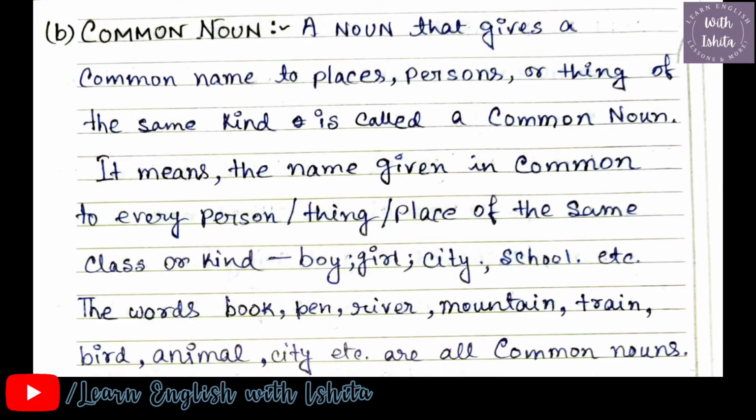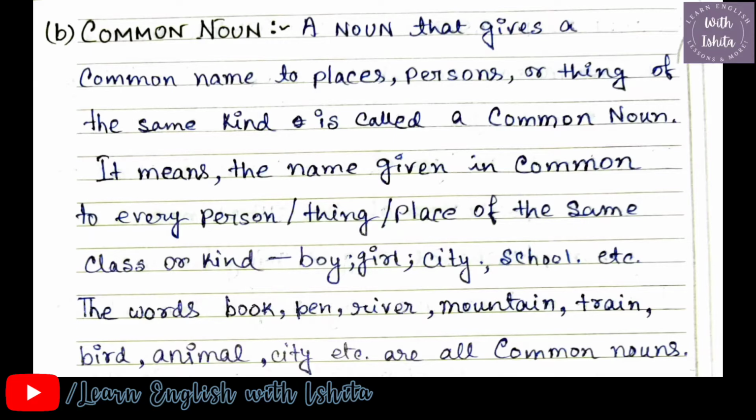Now we are going to talk about common noun. A noun that gives a common name to places, persons, or things of the same kind is called a common noun. It means the name given in common to every person, thing, or place of the same class or kind, like boy, girl, city, school, etc.